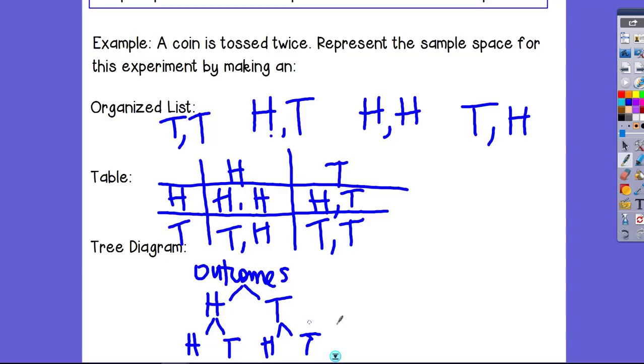So all three of these are just different ways to write the same sample space. It's all of the different outcomes, all the different combinations, all the ways that this could play out. That is what sample space is.